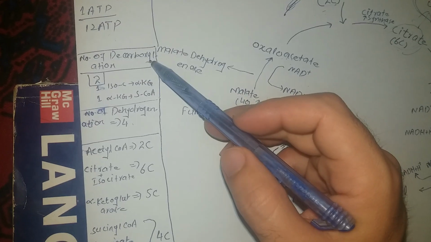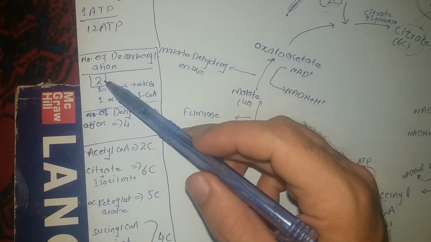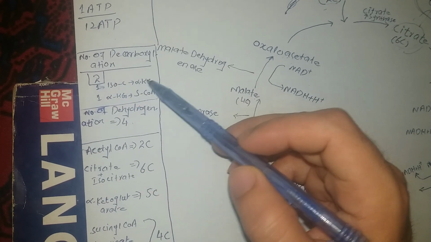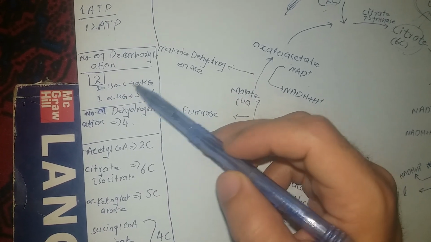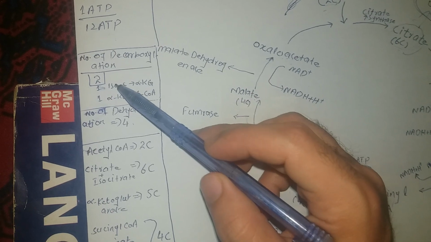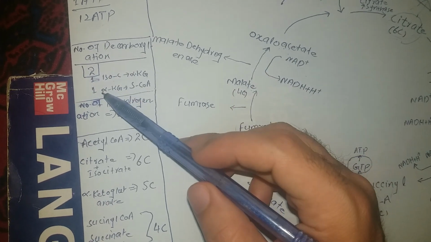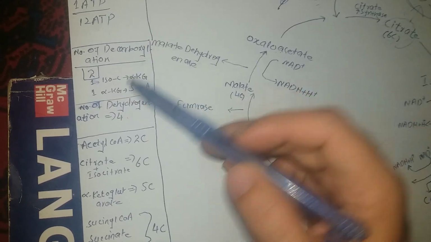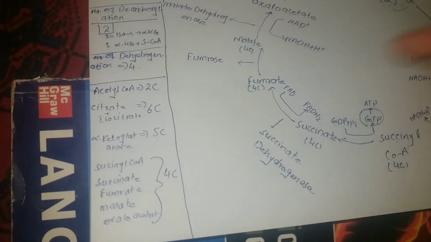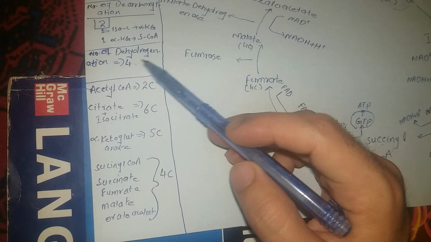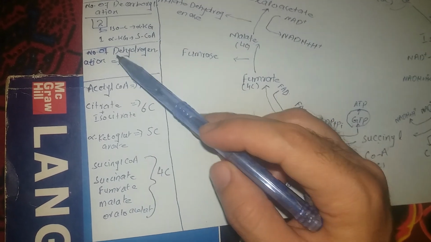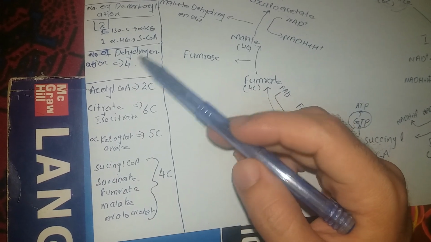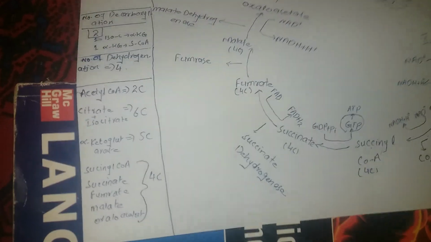The number of decarboxylations that occur in Krebs cycle is 2. One is between isocitrate and alpha-ketoglutarate: when this compound is converted into this compound, one carbon is removed as carbon dioxide. The other is when alpha-ketoglutarate is converted into succinyl-CoA, where one carbon is removed as carbon dioxide. The number of dehydrogenations is 4. In 3 dehydrogenation steps, NADH is formed. In 1 dehydrogenation step, FADH2 is formed.